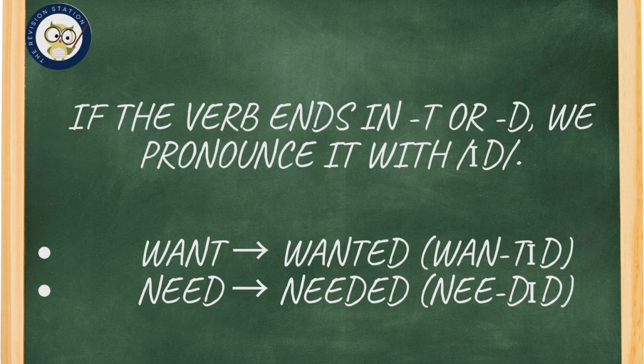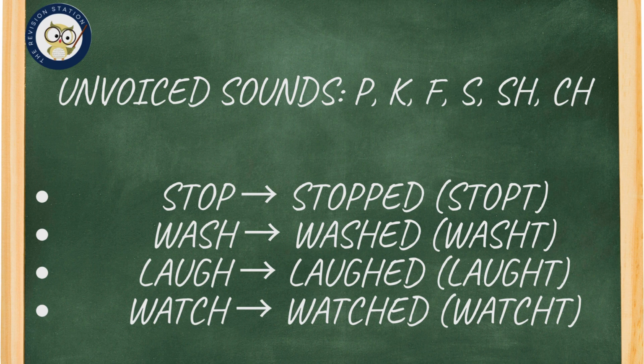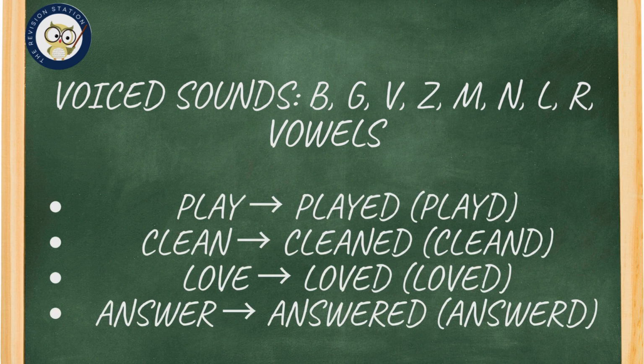Wanted, needed. Verbs that end in p, k, f, s, sh, and ch have a t sound. Stopped, washed, laughed, watched. And verbs that end in b, g, v, z, m, n, l, r or vowels have a d sound. Played, cleaned, loved, answered.